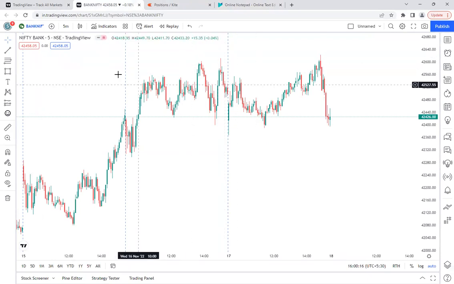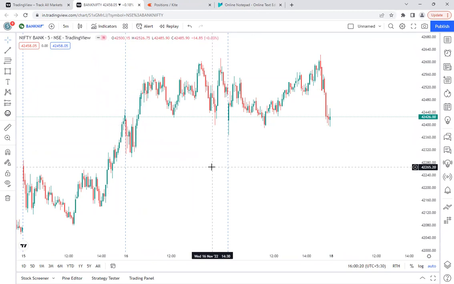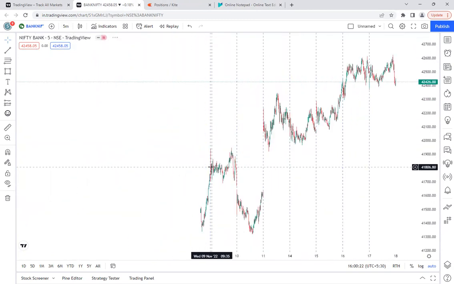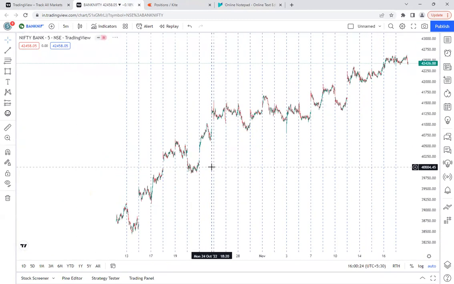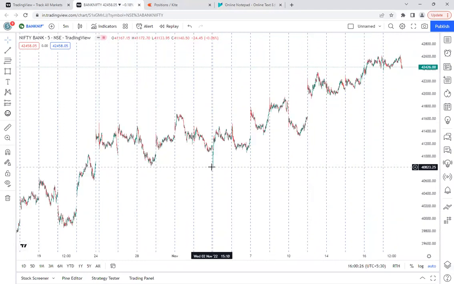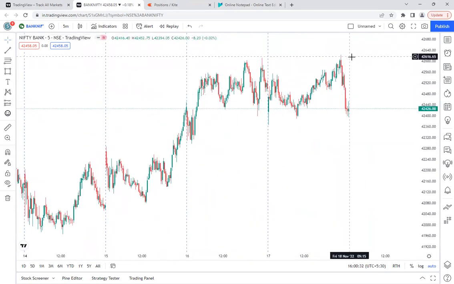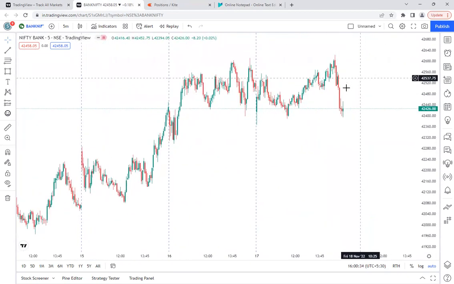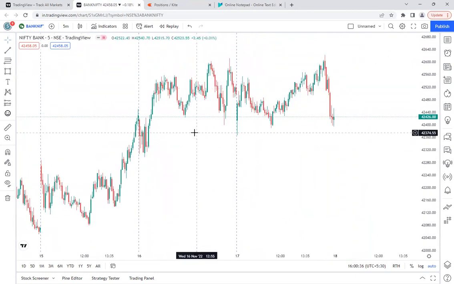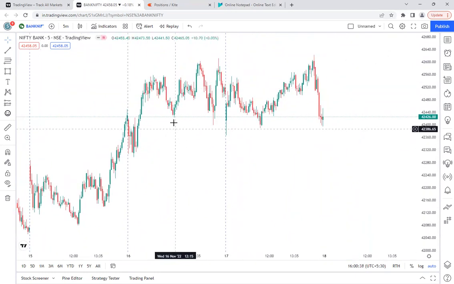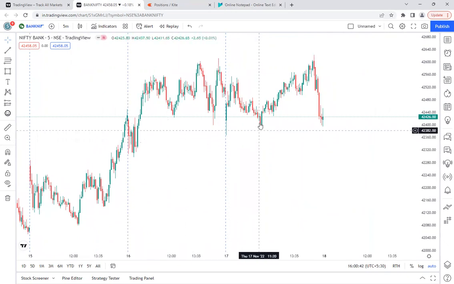Okay, so now this is the Bank Nifty 5-minute time frame chart. As we already know, Bank Nifty is trading in the all-time high zone. It is trading at new highs actually. It's trying to make a new high now. Coming to the point here, this is yesterday's intraday price action, on 16th November, and this is on the 17th November.